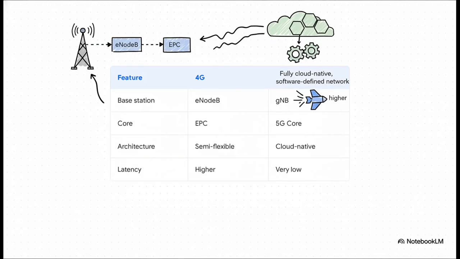You can really see the evolution right here. The names change, sure. The eNode B becomes a gNB, and the EPC becomes the 5G core. But the real game changer is the architecture itself. It goes from being semi-flexible to being cloud native. That basically means the network becomes software. It can be changed and upgraded with code, like an app, instead of needing all new physical boxes. That flexibility, plus that huge drop in latency, is really the magic of 5G.